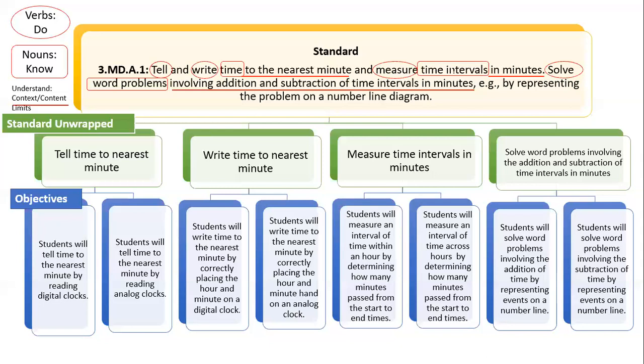And so my first objective is students will solve word problems involving the addition of time by representing events on a number line. So you can see my audience is there, the students. We know what they will be doing. Our verb is they're going to solve. We know they need to know word problems that involve addition of time, and how they're going to do it in my example tells us they're going to represent it on a number line. That's measurable. I'll be able to look at a student's number line and see exactly if they are able to represent the addition of time on that number line and solve the word problem using that tool.